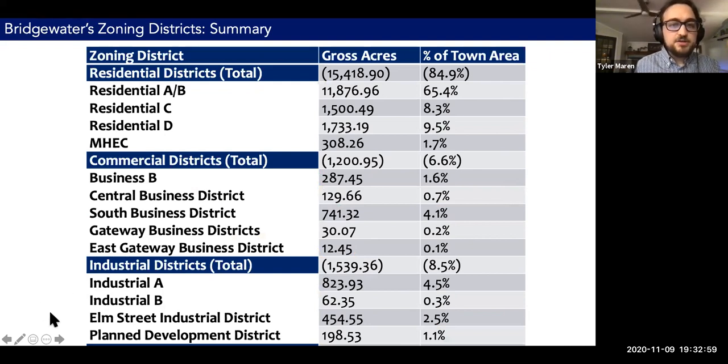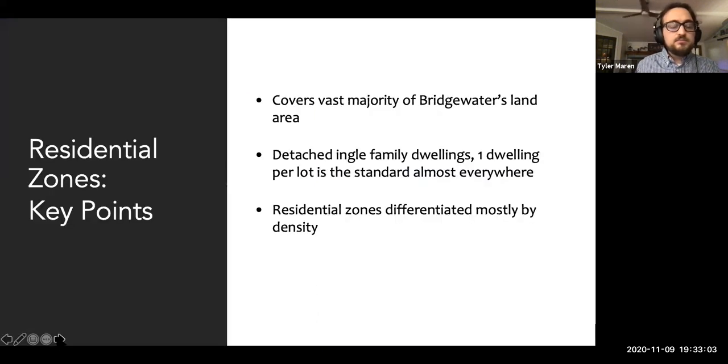We're going to do residential first because that's the majority of land. Key points: it's the biggest, detached single family dwellings. I've said most of this. So these are the key points to remember about these. Even the denser zoning districts are majority single family. So we're going to go in order, starting with residence A and B.